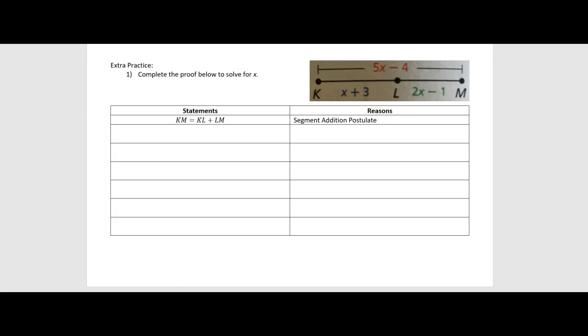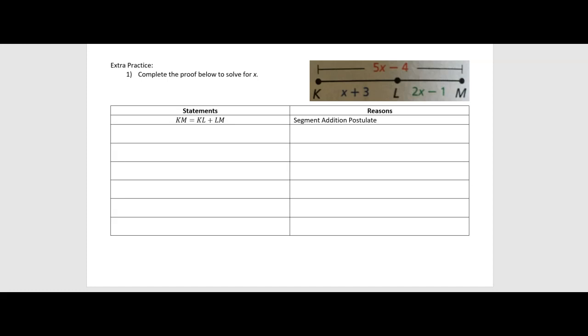So it says complete the proof below to solve for x. So our goal is to solve for x. They don't necessarily tell you what x is here. They may or they may not. In this case, they don't. So we just need to prove that x is equal to whatever value it is equal to. We don't know what that value is, but we're going to show each step so that we know for sure that our answer is correct.